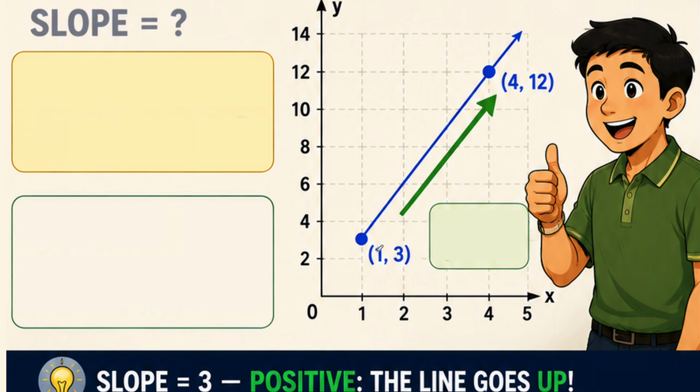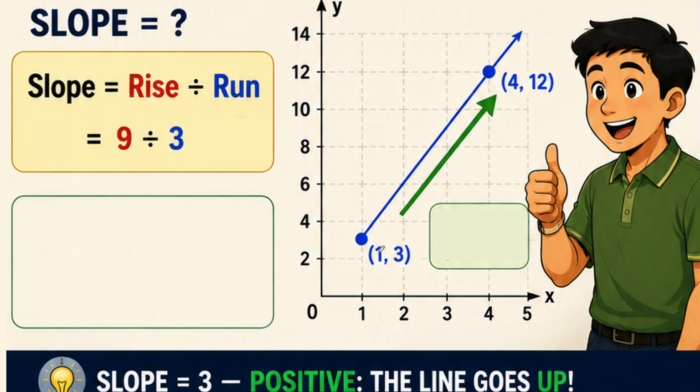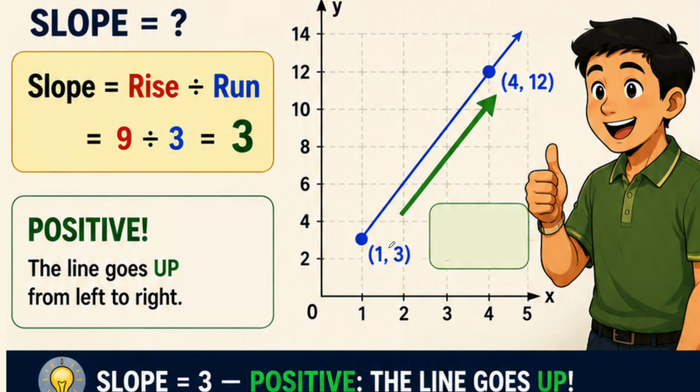So, let's try. What is the slope? The slope is equal to rise divided by run. That is equal to 9 divided by 3. The answer for the slope is equal to 3. Okay, so 3 is positive. The line goes up from left to right. That's how we find the slope and identify the slope.